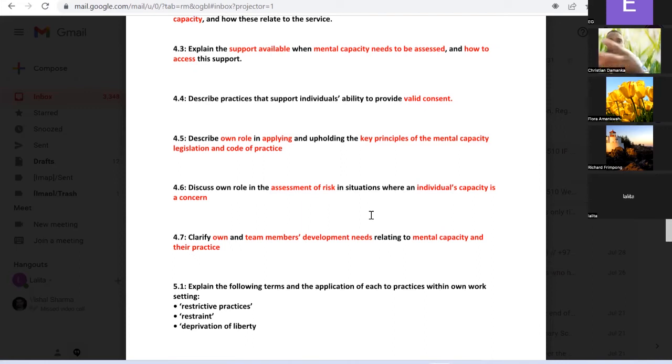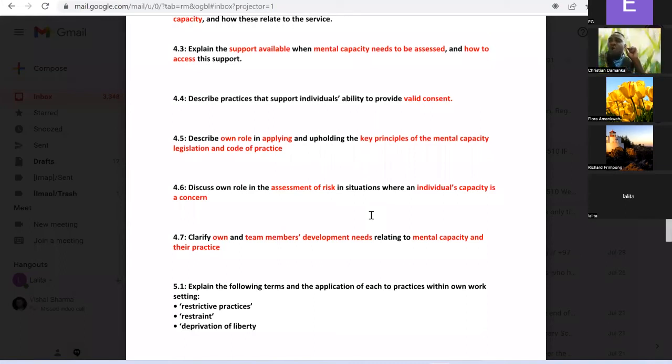And then how to access the support means how will that be made available to the service user? You remember there was a form we were looking at, and then after filling the form, there's a referral to be made. All of those relate to that. 4.4, describe practices that support individuals' ability to provide valid consent. We did that. So you just refer to your notes, and that's so easy for you. What are the procedures to take to be able to support an individual to provide valid consent?